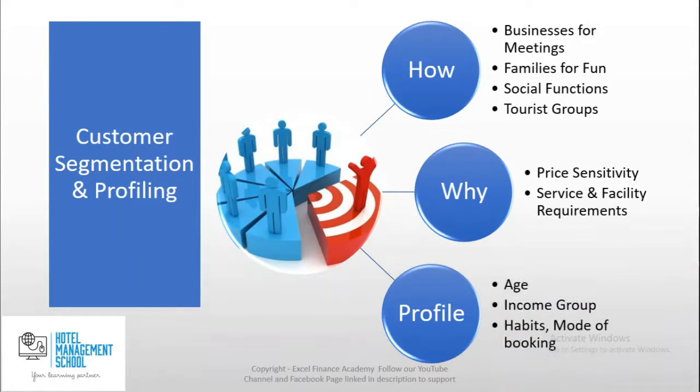Okay, so then you do the profile. You normally profile in terms of age, income group, habits, and the mode of booking, how they are going to book. Why do we do the profiling? Because, as we said, the service sequence, the style of service, and the marketing will all depend on the different demographics. Different age groups will require different marketing. Different income groups will see different things.